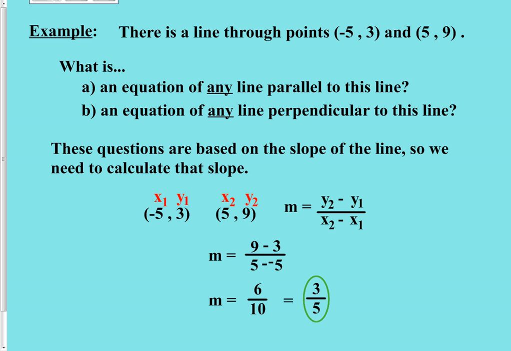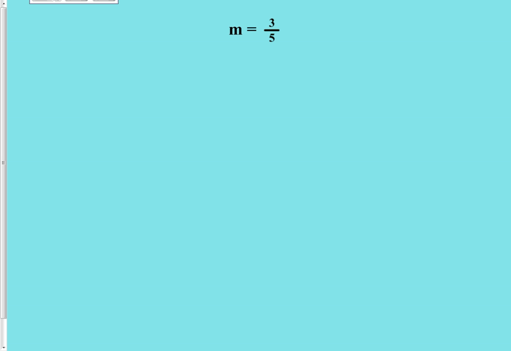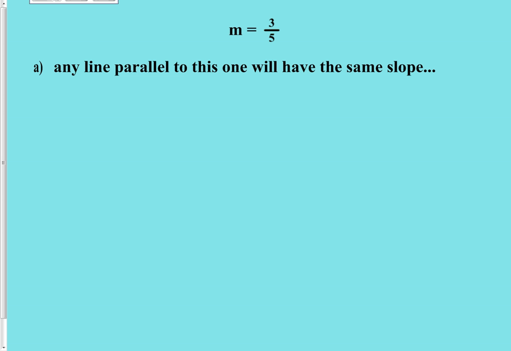Now, that's not the answer to any question that they asked. They wanted to know an equation of any line parallel to this one and an equation of any line perpendicular to this one. So let's take a look at that. We have a slope of 3/5. Any line that is parallel to this line must have the same slope. It's got to rise and run at the same speed.